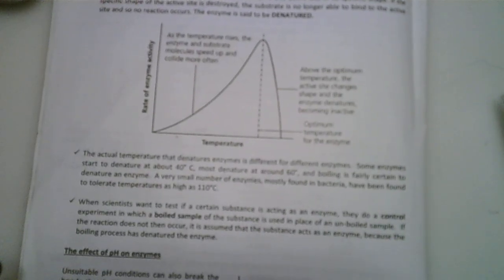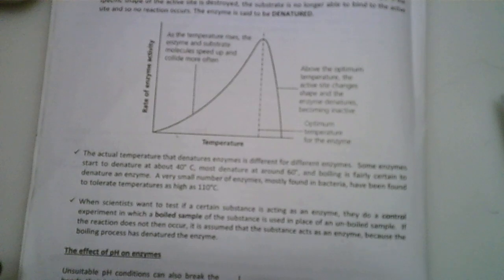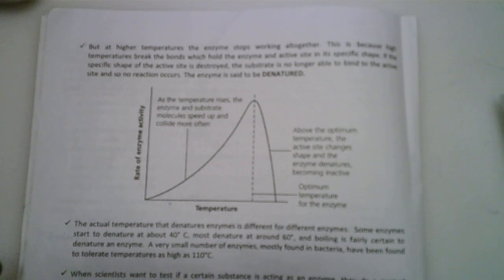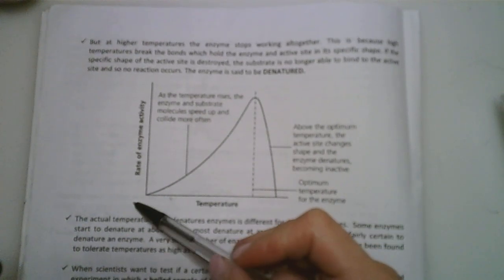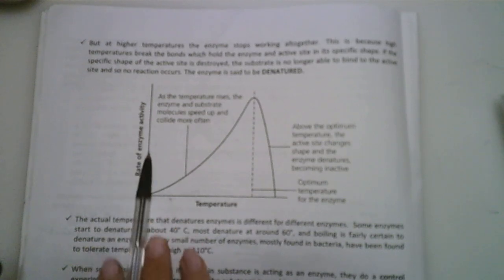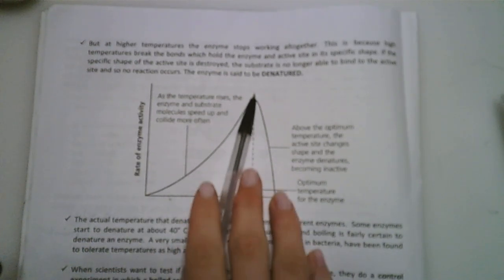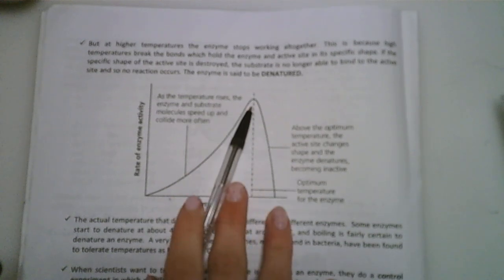But once you go past the optimum temperature, the enzymes stop working altogether. The high temperatures break the bonds that hold the enzyme's active site in its specific shape, so too high a temperature would break those bonds and destroy the shape of the active site. So it can't form enzyme-substrate complexes anymore, because the substrate can't bind to the active site, so the enzyme is said to be denatured. This is an example of temperature against rate of enzyme activity, increasing to a point. That is the ideal temperature, but then past the optimum temperature, the enzymes are denatured.